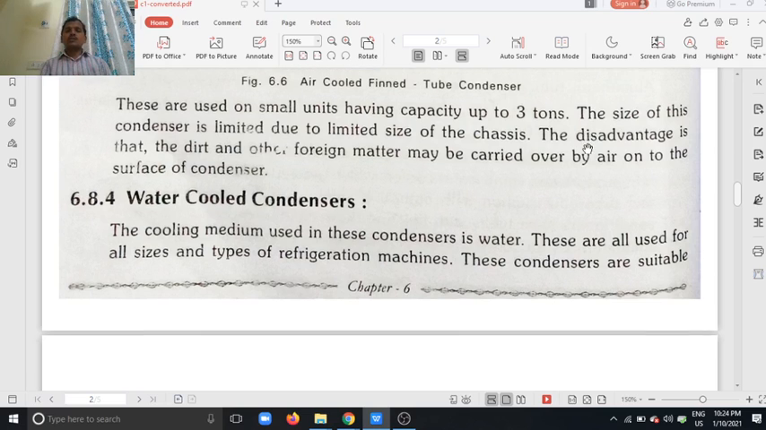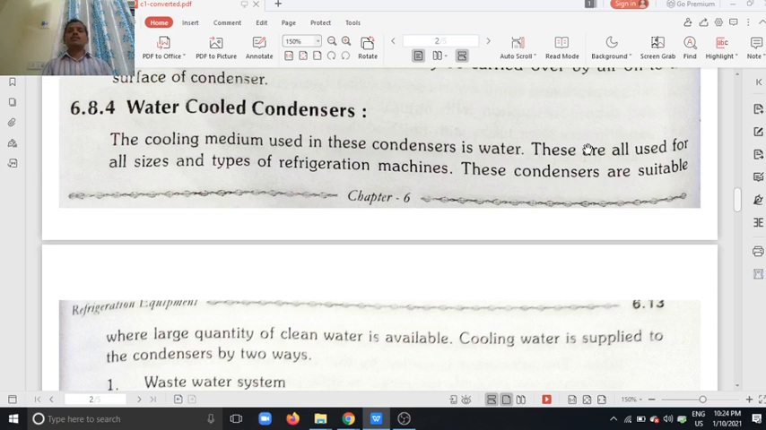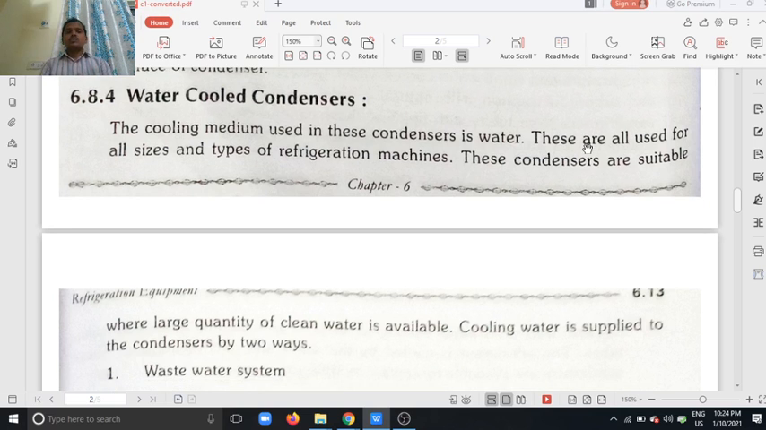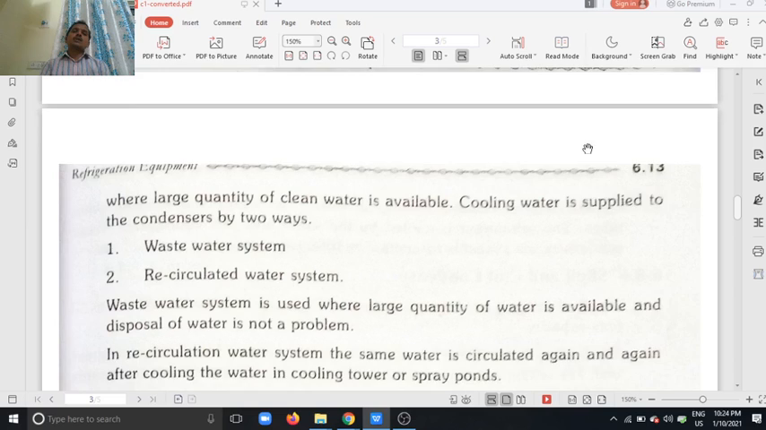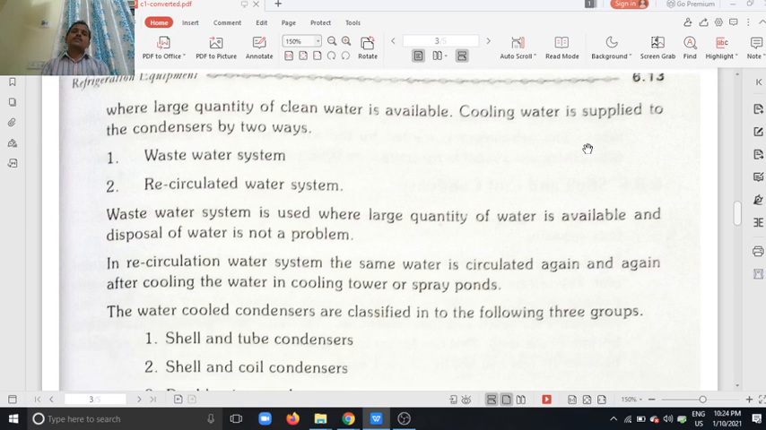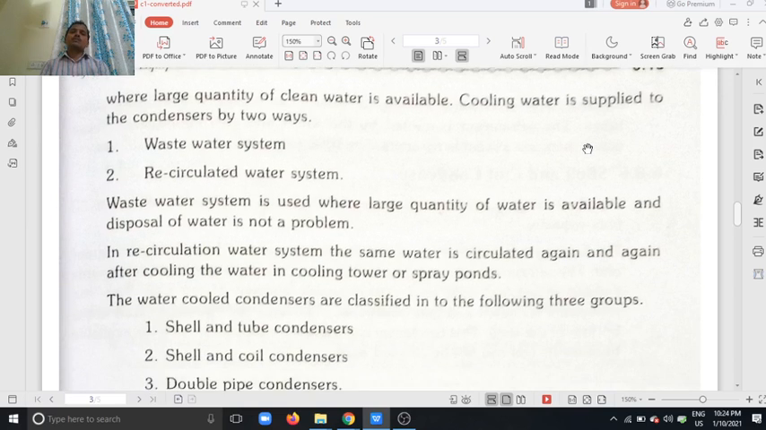The water cooled condenser uses water as the cooling medium. These are used in small size types of refrigeration machines. These condensers are suitable where a large quantity of clean water is available. The cooling water is supplied to the condenser in two ways.